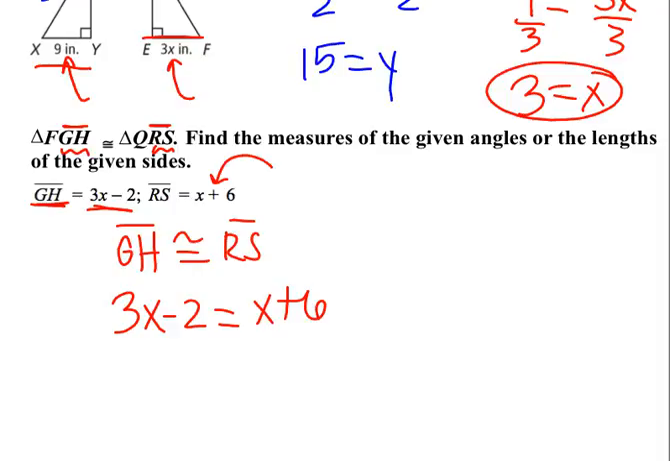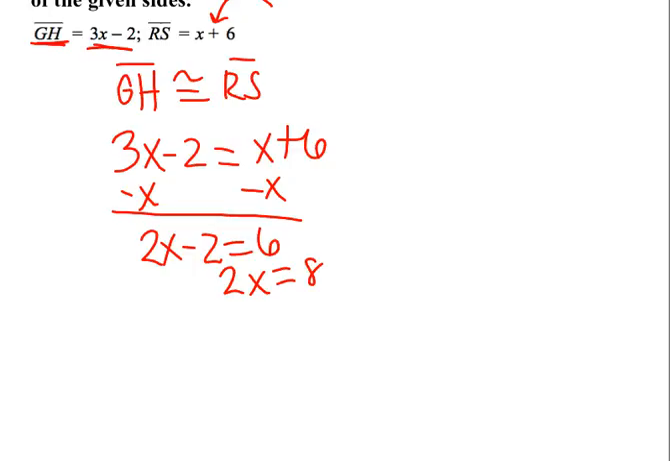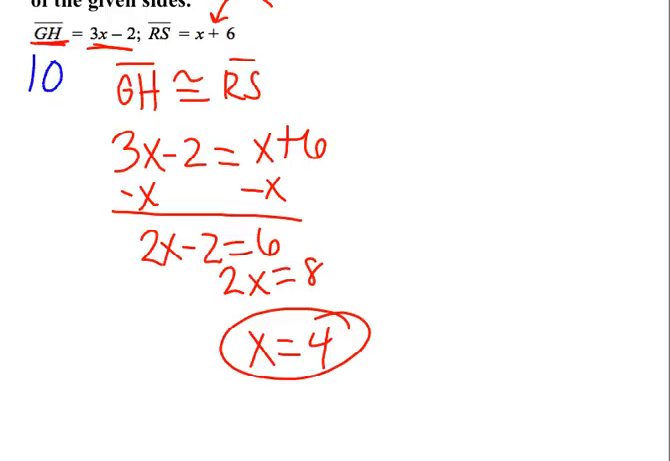So let's take care of our variable first. Subtract x from both sides. 2x minus 2 equals 6. Add the 2 over: 2x equals 8. I'm running out of space here. Divide by 2, x equals 4. If you don't believe me, plug in and try it out. 3 times 4 is 12, minus 2 is 10. 4 plus 6 gives me 10. Those two things are congruent.